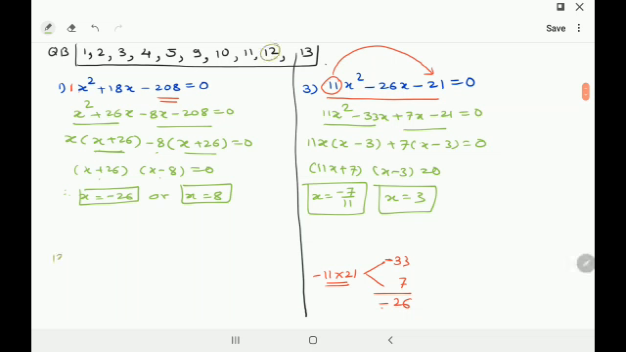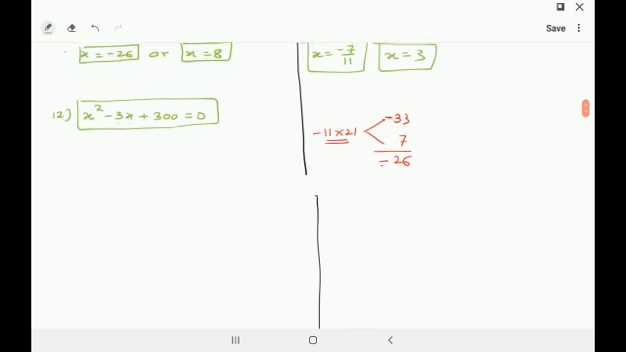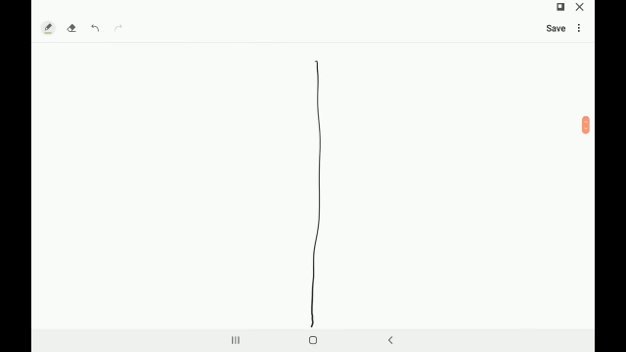I'm writing the 12th question on the board here. It is x square minus 3x plus 300 is equal to 0. Make sure you make the required change. It's 3 written there, it should be 3x. Okay. So make sure you write that. You complete it. The 13th one, as I promised, I'll solve it.